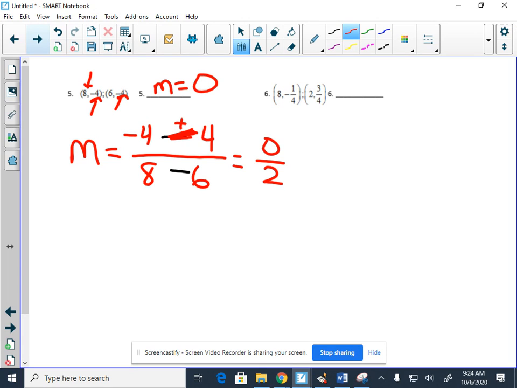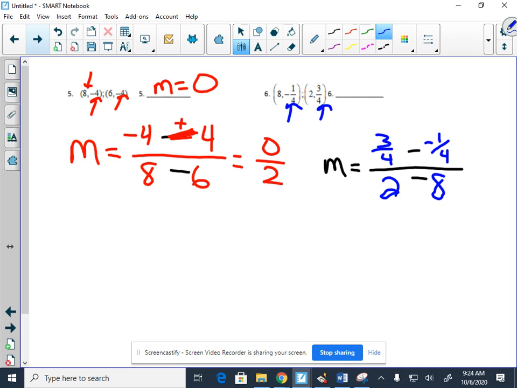All right, this next one is a little more tricky. I'm going to start with the 3/4. We're going to subtract -1/4. And then we have 2 subtract 8. Now you may have to grab a calculator if you're doing the fractions, but that just becomes 3/4 plus 1/4.